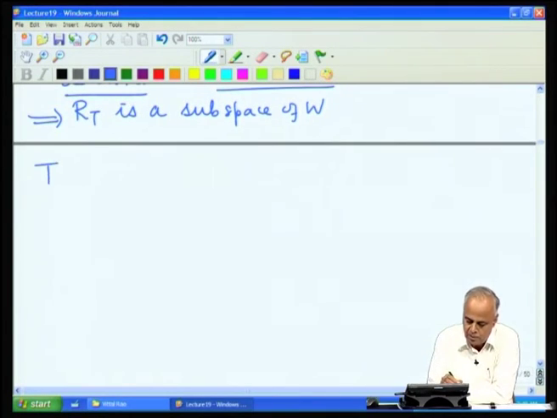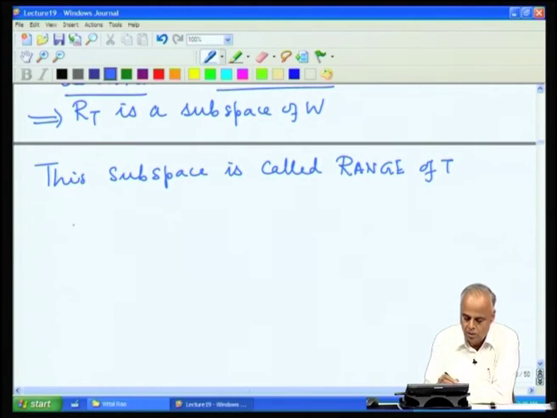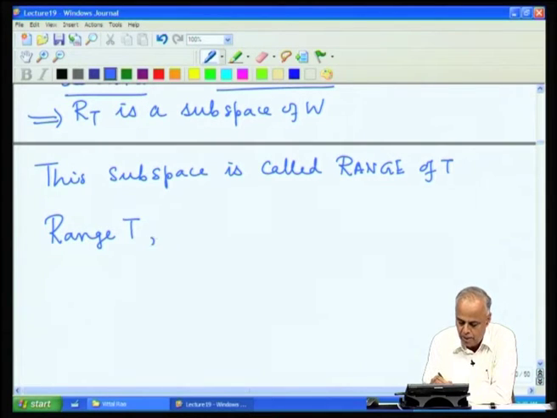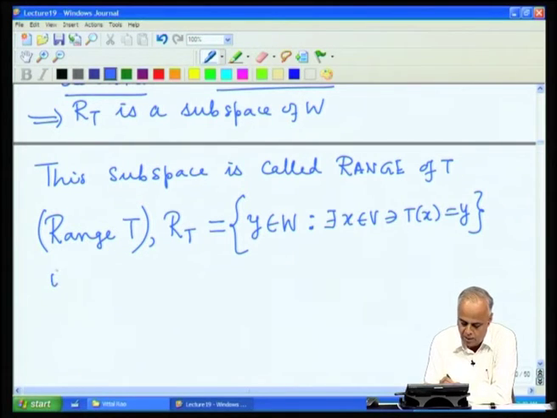This subspace is called the range of T. So, the range of T, which is denoted by RT, is equal to all those y's in W such that there exists an x in V whose image under T is y, and this is a subspace of W.